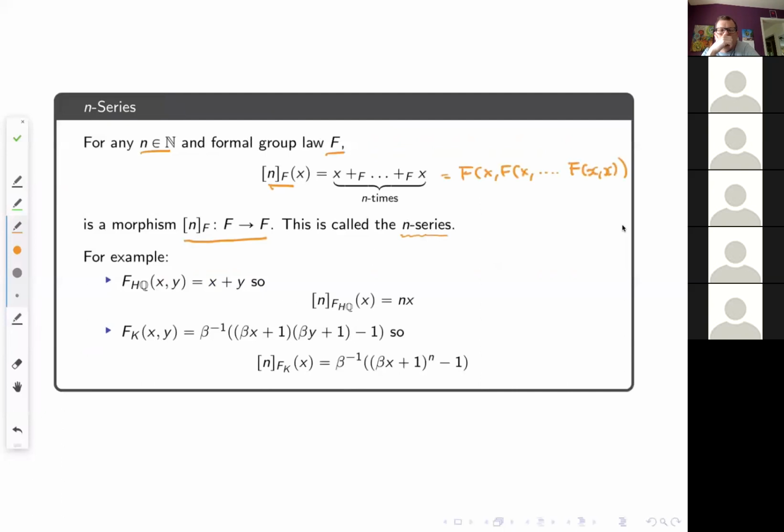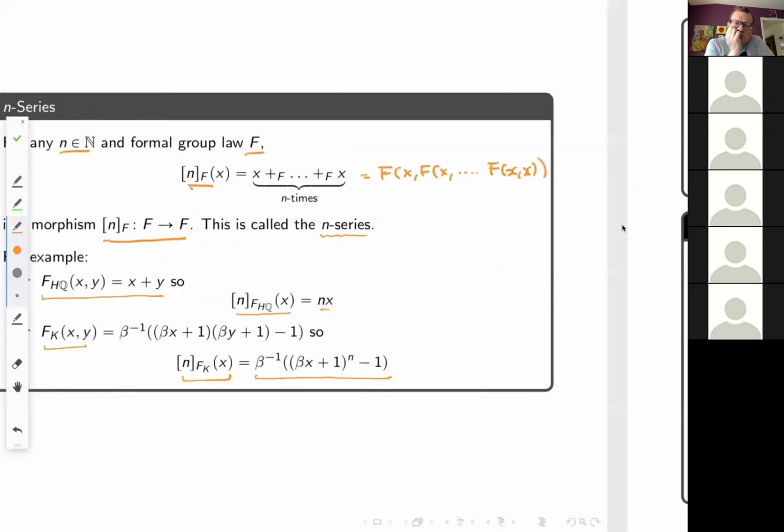So for example, this is the formal group law for rational homology. If you do this process, you'll just get n times x, okay? This is the formal group law for K-theory. And the reason I wrote it this way is that you can go home and check that the n-series for K-theory looks like this. It's really easy to derive this formula from this expression. You just compose.